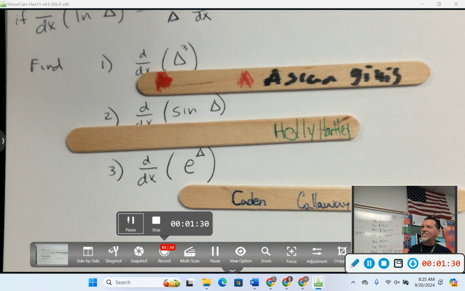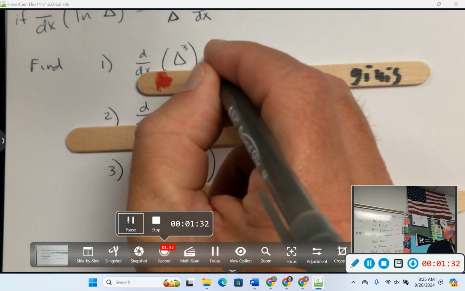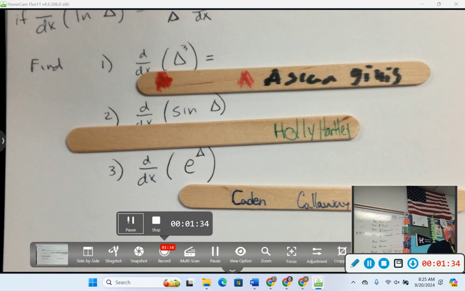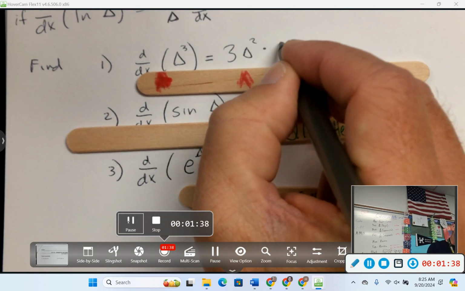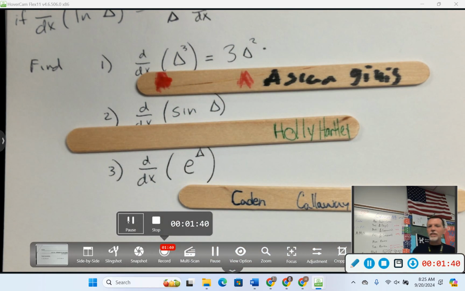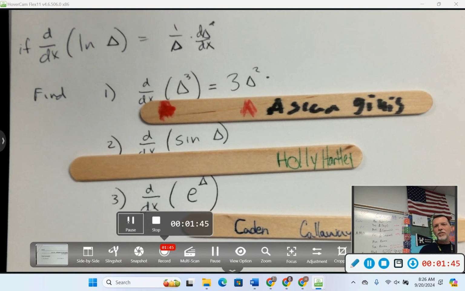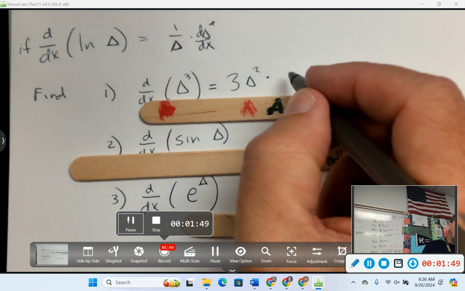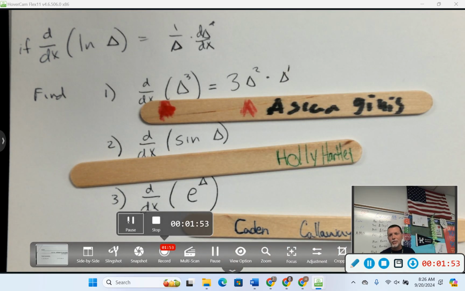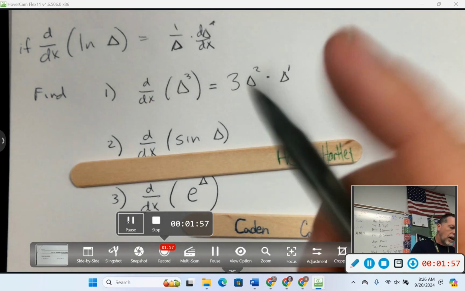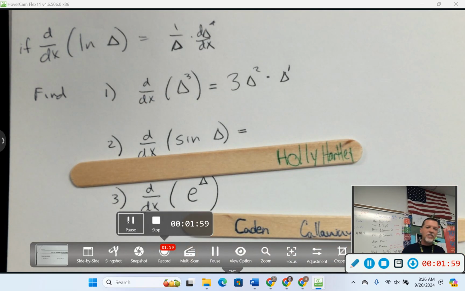Okay, Aslan, start us off. What's the derivative of a triangle cubed? How do you want to write the derivative of a triangle? Yeah, but you have 2 options. You can do d triangle dx. Triangle prime is definitely okay. It's what most of you prefer because it's shorter and easier. So that's certainly okay. Holly, how about the derivative of the sine of a triangle?